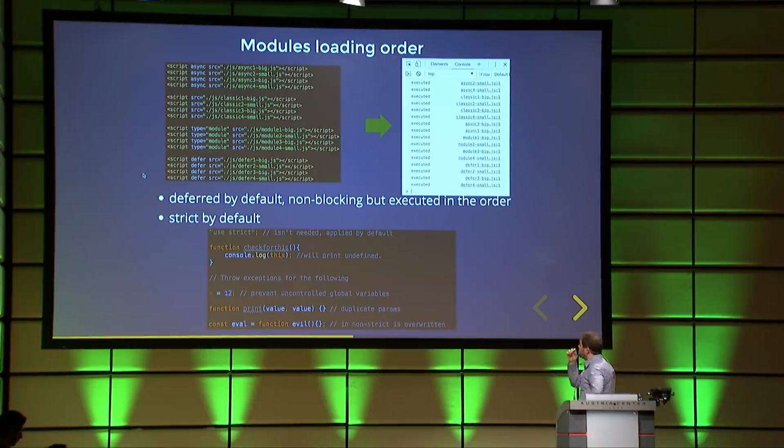Different types of attributes. Async is a classic attribute which says, download me and execute as soon as I'm available, as soon as you've downloaded this. The second part is classic scripts. Classic scripts always block everything, saying, until I'm executed, nothing else can be executed. Until I'm downloaded and executed, nothing goes next. And module scripts and deferred scripts, as I said, are deferred and always in order.